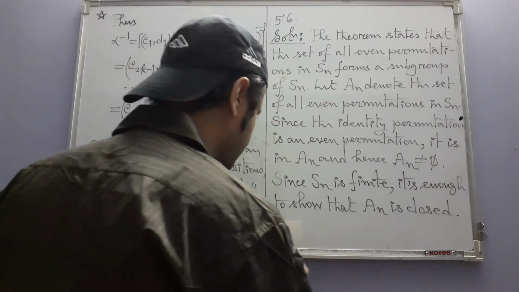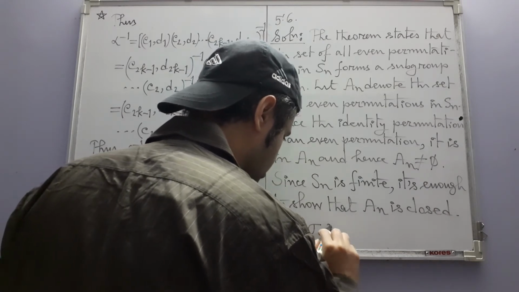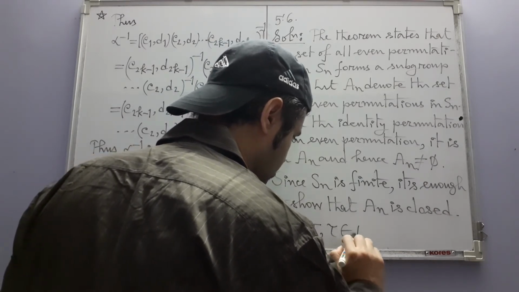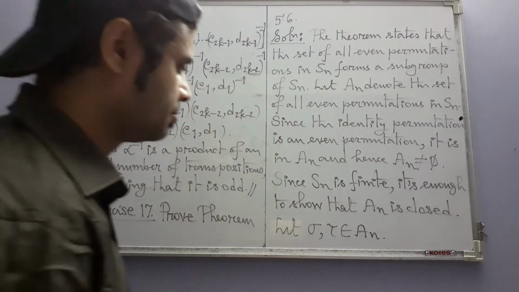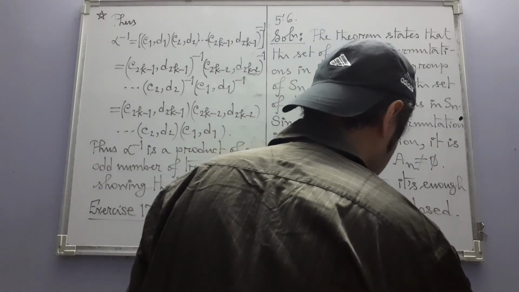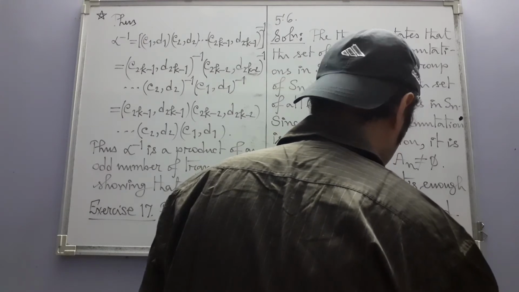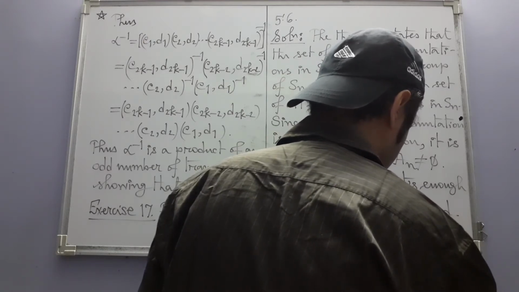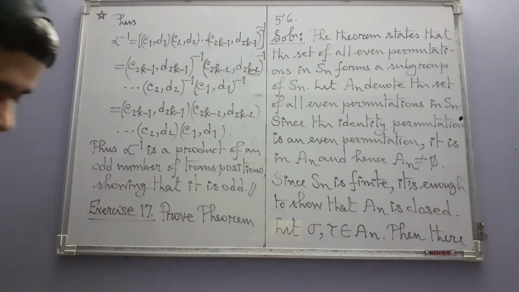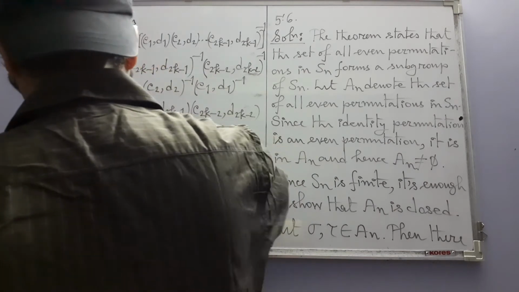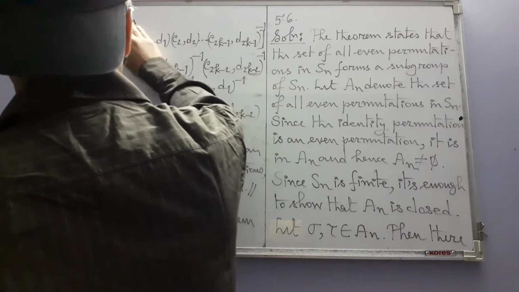For that, let us take 2 elements in An. Let sigma and tau be 2 elements in An, then each one of them is an even permutation. Then there exist, because they are even permutations, each of them is expressible as a product of an even number of transpositions.